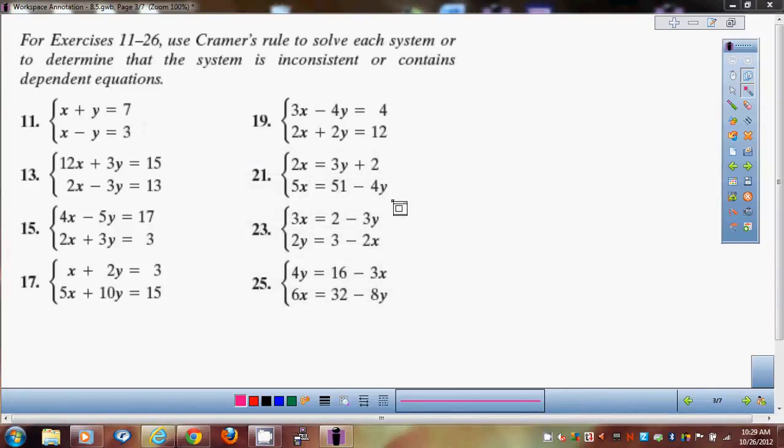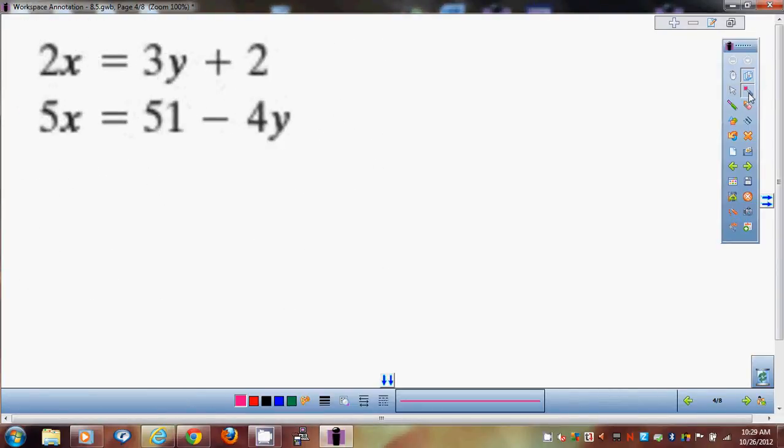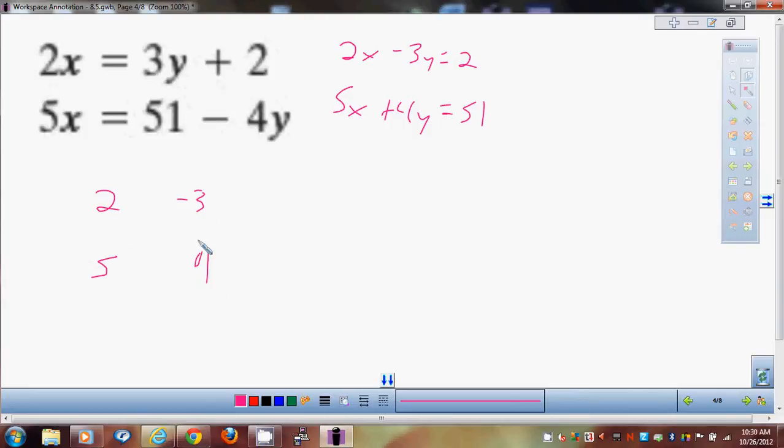Number 21. So I have to put my x's and y's together and put my numbers separate. So I'm going to subtract the 3y. That gives me 2x minus 3y equals 2. And this one gives me what? 5x plus 4y equals 51. Before I go any further, are there questions about where I got that? Matrix time. 2, negative 3. Yes, the numbers. 5 and 4.